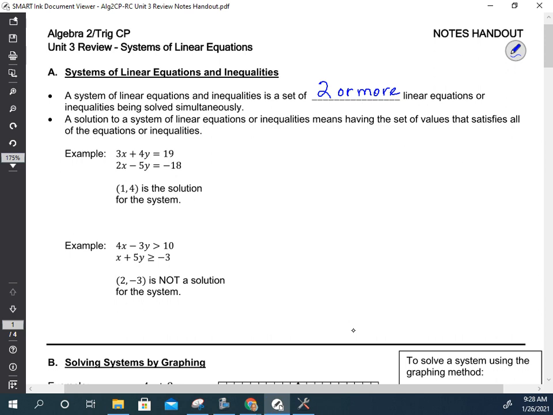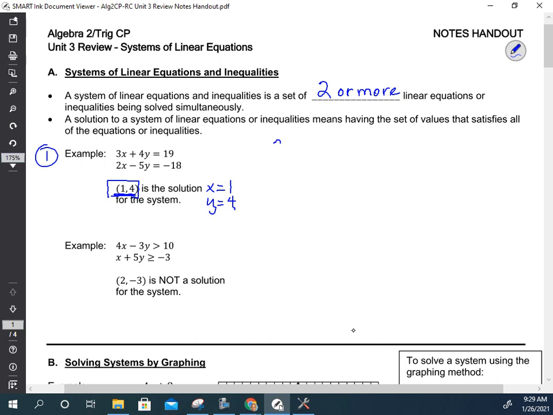So for example, first example here, this is a system of equations. 3x plus 4y equals 19. 2x minus 5y equals negative 18. If I give you a solution, that means it has to work for both equations. So how do we know that it works? If they give us the answer already, we plug it in and see if it works. So 1 comma 4 means x equals 1, y equals 4.